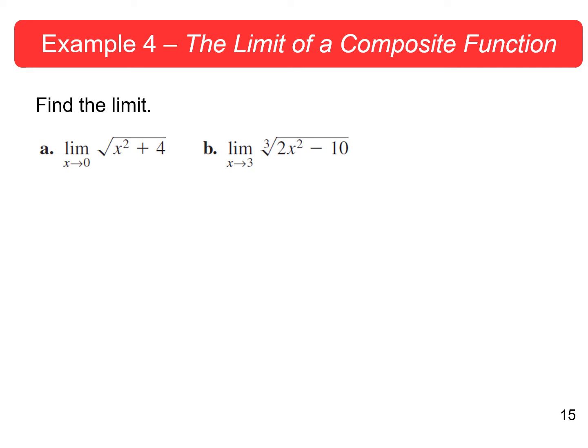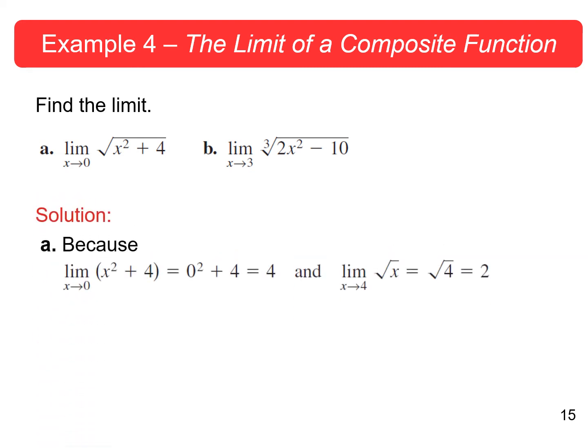Now, if we use the limit of a composite function, we would think first of a function. So we'll divide this into two functions. We can have a function that is equal to x squared plus 4, and then take the limit of that one as x approaches 0. So you have the limit of x squared plus 4 is just equal to 0 squared plus 4, and that is just equal to 4.